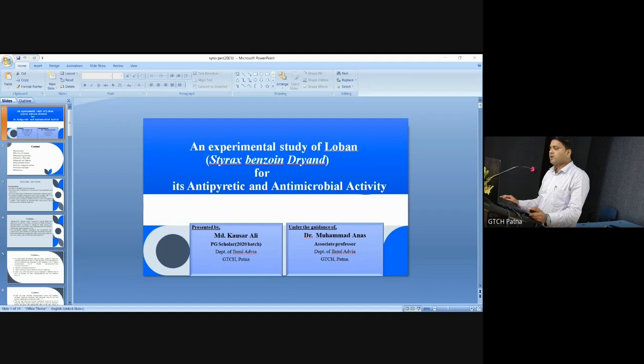The animals of the first group, serving as plain control, will be administered only distilled water throughout the study. The second group will be left untreated after the administration of brewer's yeast, while the third group will be treated with paracetamol orally at a dose of 150 mg per kg body weight and served as a standard control. Test groups A and B will be treated with the extract of the test drug at a dose of 0.6 gram per kg body weight and 1.2 gram per kg body weight respectively after 18 hours of yeast injection. The results will be analyzed statistically by an appropriate statistical test, and p less than 0.05 will be considered significant.